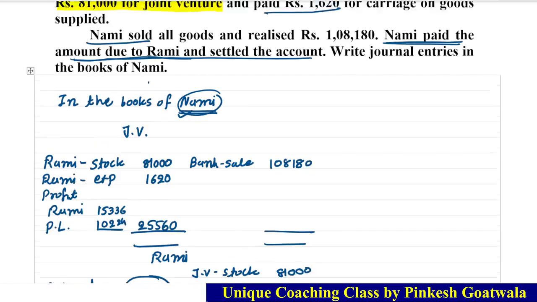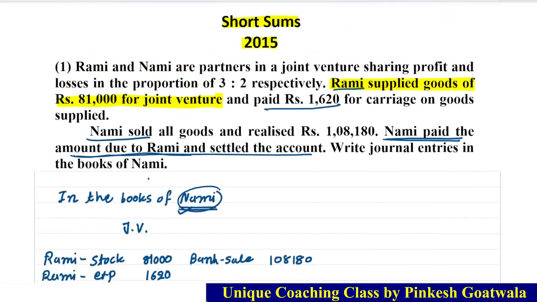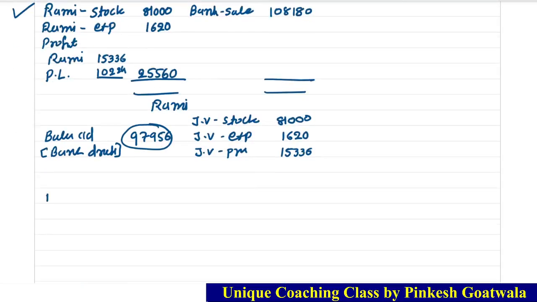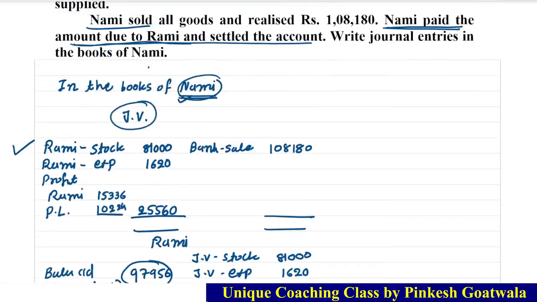Now in this question they ask to write journal entries. So how to write journal entries? Do one by one all transactions, or you can go with your joint venture account. First of all, Rami brings stock. So what will be the journal entry? Very simple point, first journal entry. Now here we have to prepare the journal with the help of accounts. From the accounts you have to prepare the journal. So first point about Rami: Rami brings stock 81,000.